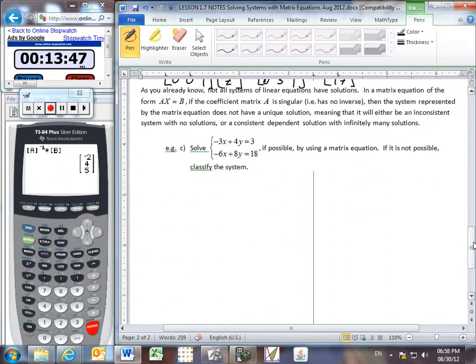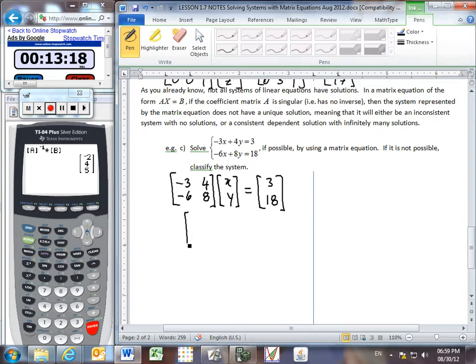So let's try a matrix equation approach on this example now. We'll try to solve a nice 2x2 system. It's nice because it's already written in standard form. That saves us a step. So let's begin by writing it out as a matrix equation. I'll write my coefficient matrix, -3, 4, -6, 8. This is going to be multiplying my variable matrix. x and y are my variables in this case. And it equals my right-hand side, 3, 18.